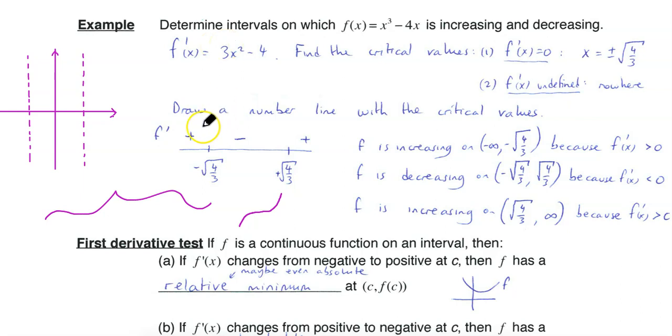So now I've built my entire number line. F prime is positive, negative, positive. It's nice to put f prime here to indicate what the sign represents.